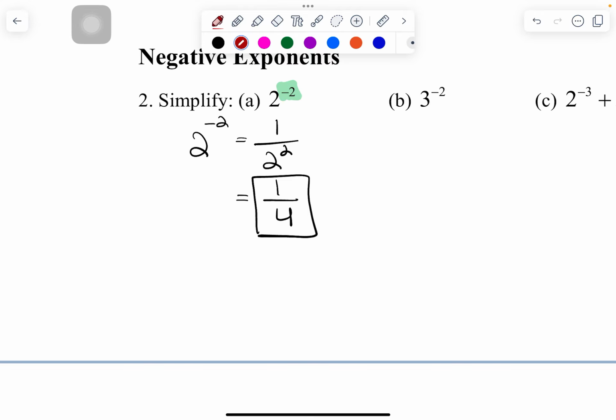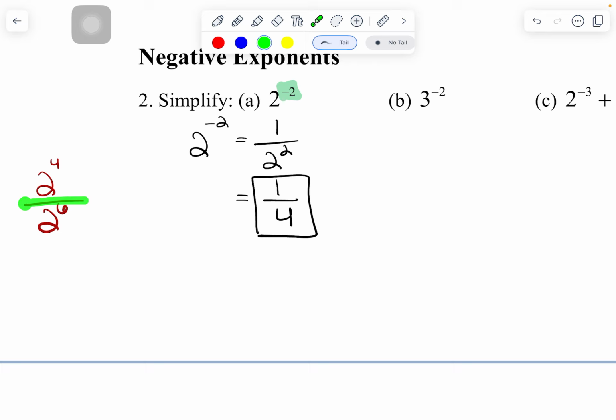So for this particular problem, let's say we had 2 to the 4th divided by 2 to the 6th. One of the things we've talked about is something called the quotient rule. Quotient rule is when we're dividing, right? We have like bases, the 2 and the 2, and I would take 4 minus 6. So 2 to the 4th over 2 to the 6th would become 2 to the negative 2. That's one way to do this problem.